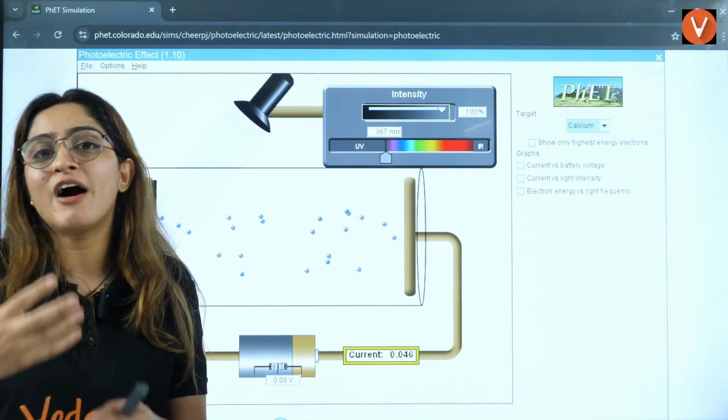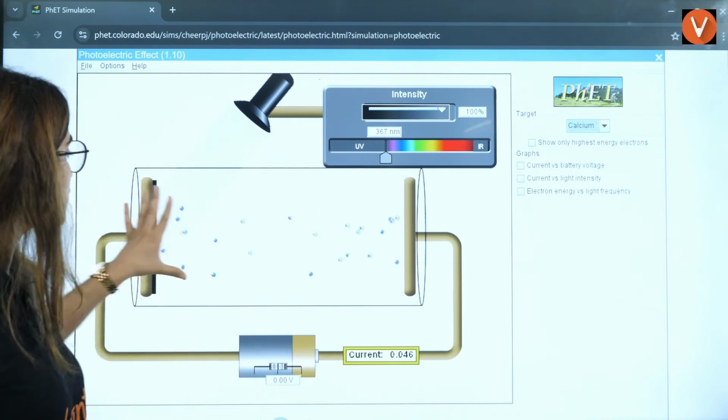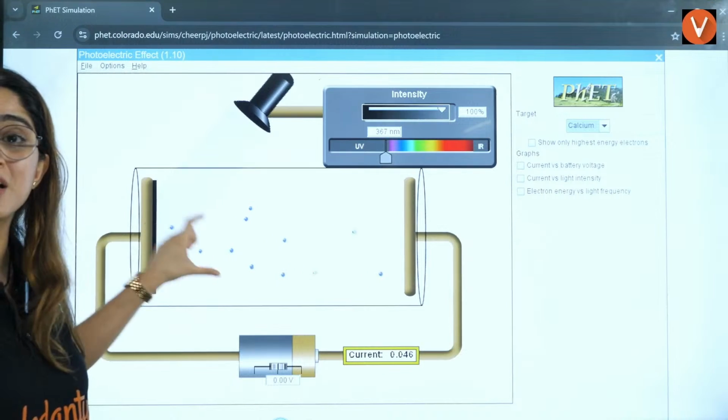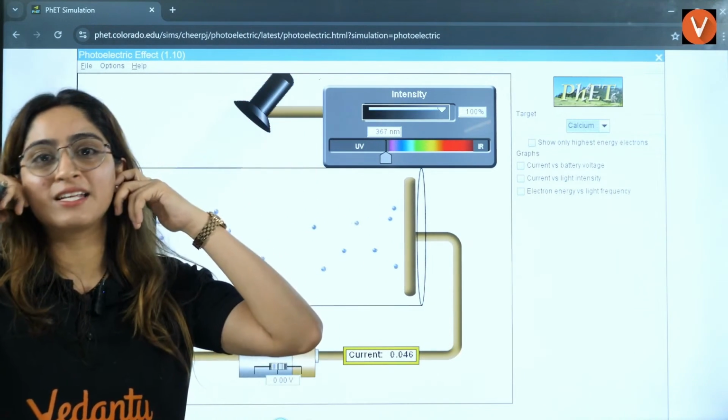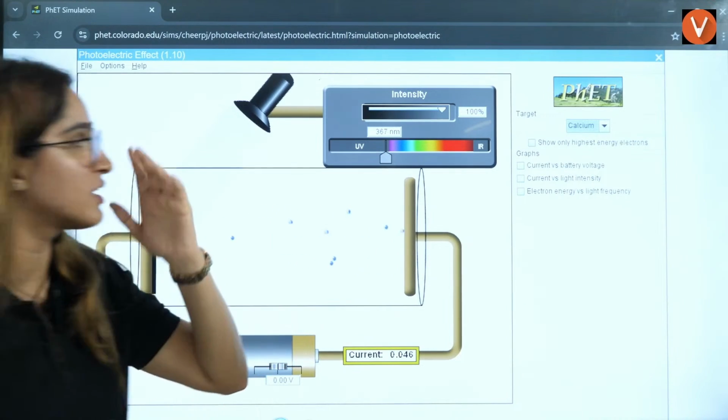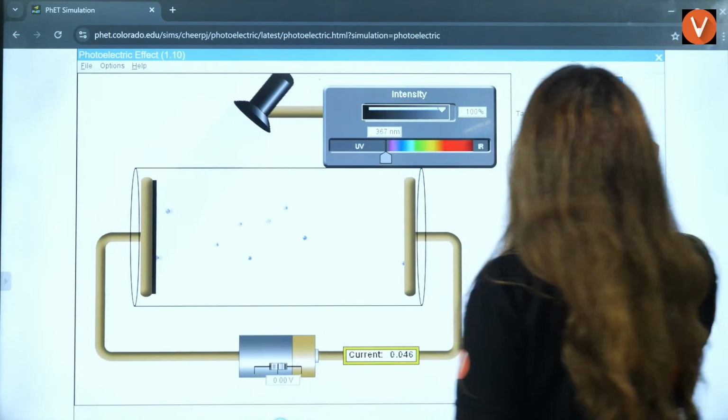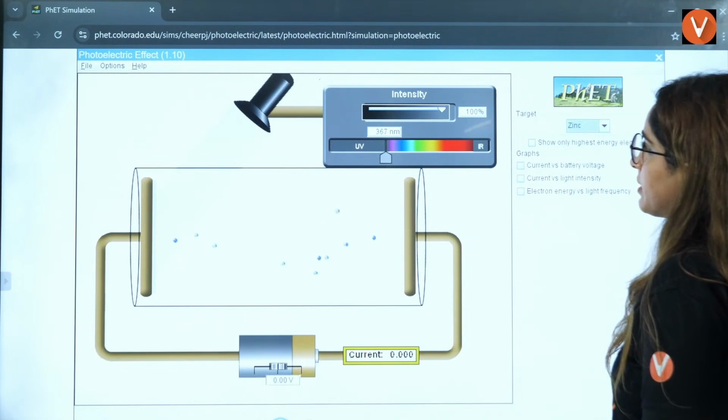If the work function is high... this work function must be low. That's why less incident light is required. Less energy of incident light is required. Let's say zinc was a very stubborn person, right?